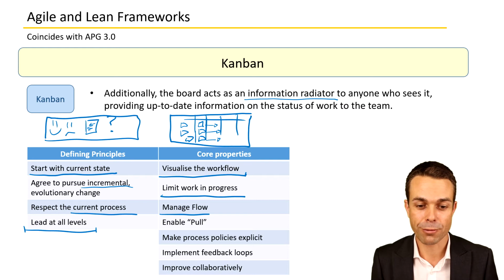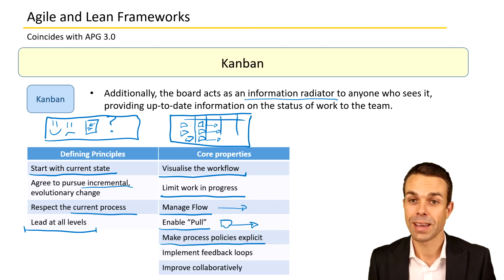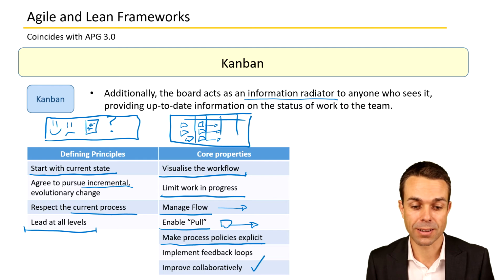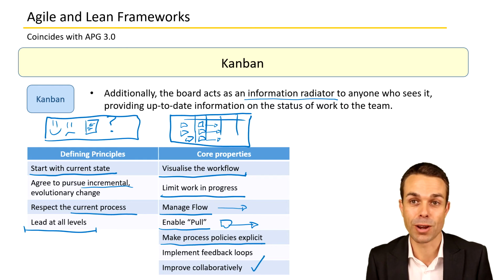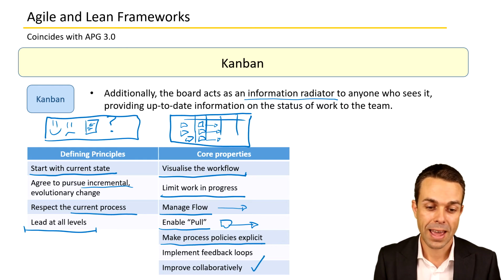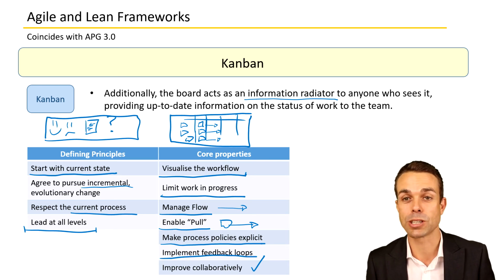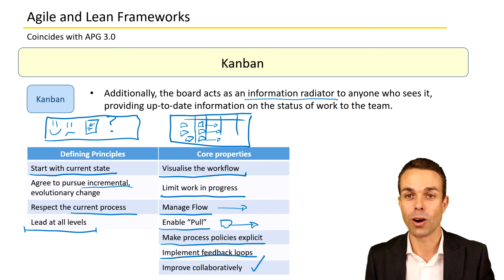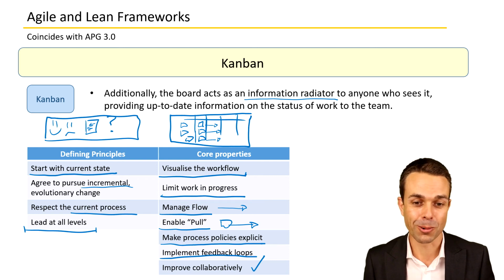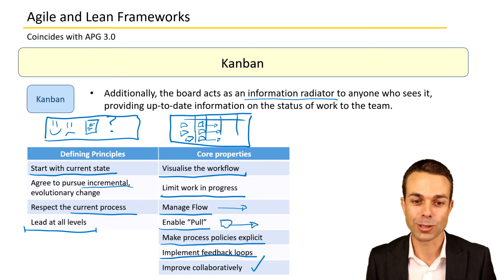We manage the flow of work because of that. And we enable pull because we allow our team to pull work when they're ready. It helps improve collaboration, and we improve collaboratively, so everyone is on board with the improvements. We're implementing feedback loops so we can clearly see what's going on, with a quick feedback loop on whether things are going well or not. And that's the core Agile approach of Kanban.